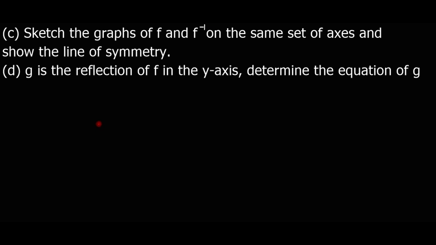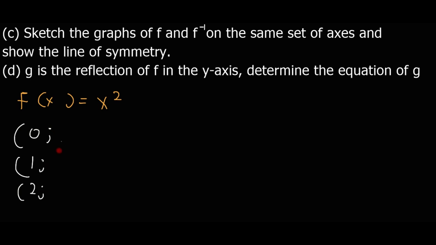Part C: sketch the graphs of f and f inverse on the same set of axes and show the line of symmetry. But you can see that we already sketched these graphs. Anyway, we have f of x equal to x squared. Let's just choose the points 0, 1 and 2. We don't choose the negative points because our graph starts on the positive side. So if you take 0 and substitute here, to find the corresponding y, it gives 0. Substituting 1 gives 1, and substituting 2 gives 4. So we will draw a graph using these points.